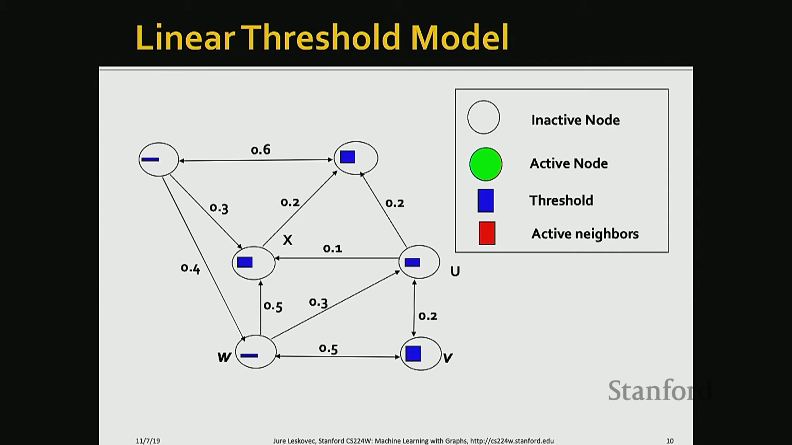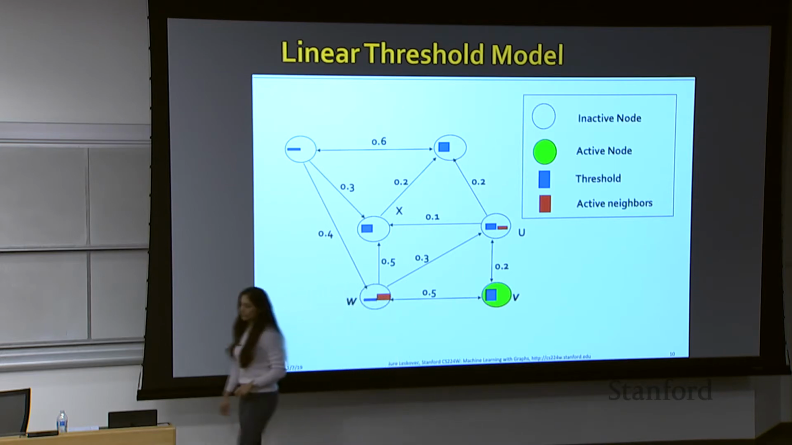Let's assume this is the network, and these are the thresholds for different people, the blue bars. If this node V is now getting active, it can influence U by 0.2 and W by 0.5. This is the threshold for W, for example, and this is the influence of V on W. You can see that the influence W gets from V is greater than its threshold, so W is going to adopt the behavior. But for U, because the influence is less than its threshold, it's not going to adopt the behavior.